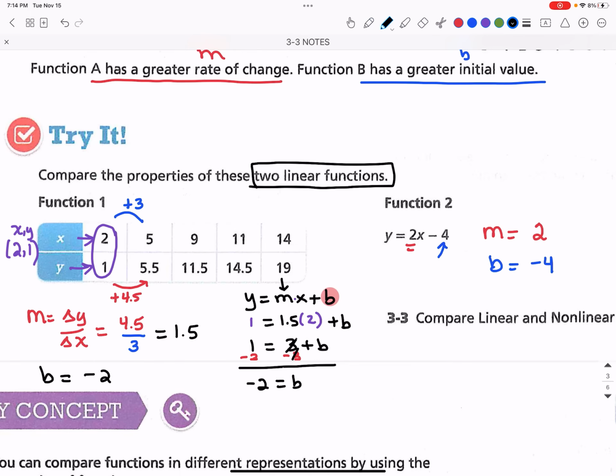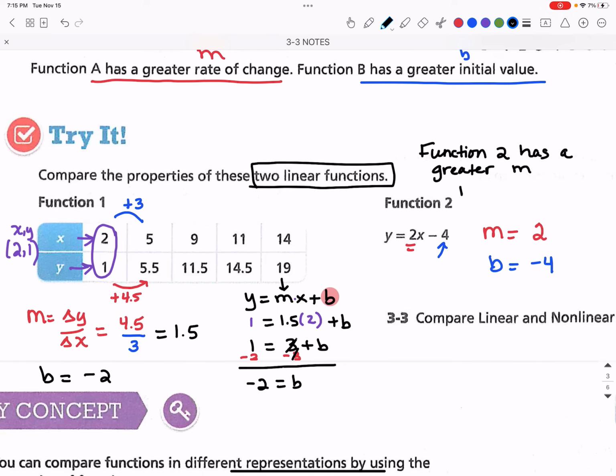Now, how do we compare these? Which one has a greater m? We would say that function 2 has a greater m, which we know means the rate of change. I'm just going to use shorthand here. So function 2 has a greater m, which means the rate of change, and then let's look at our b.